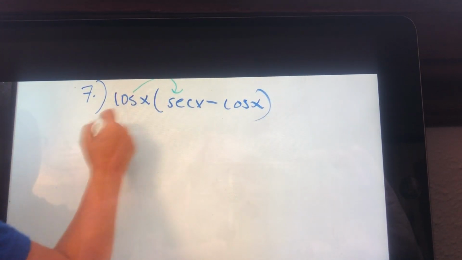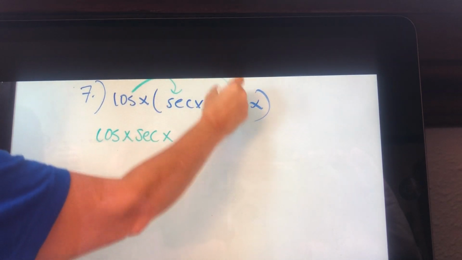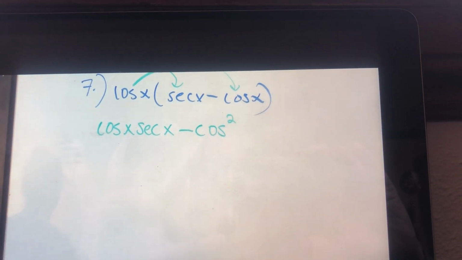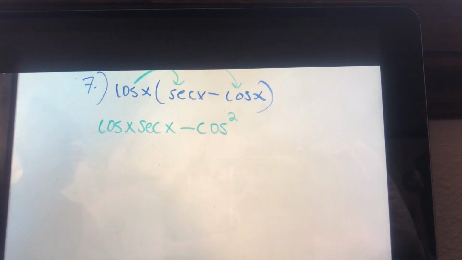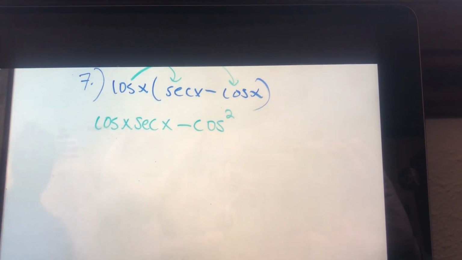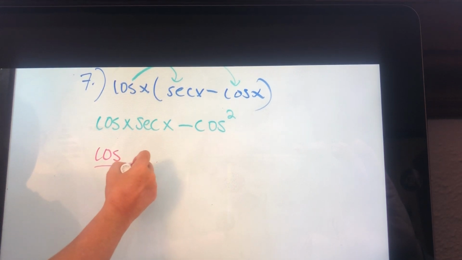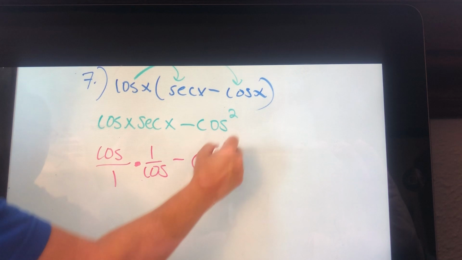We're going to distribute that in, and we get cosine x, secant x, and then we're going to distribute that in, and that's minus cosine squared. Okay? All right. Good start. Now we're going to do everything into sines and cosines. Cosine, and I put it over 1. Secant is 1 over cosine, and that's already in cosine.